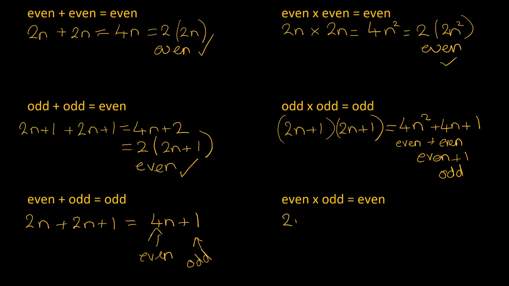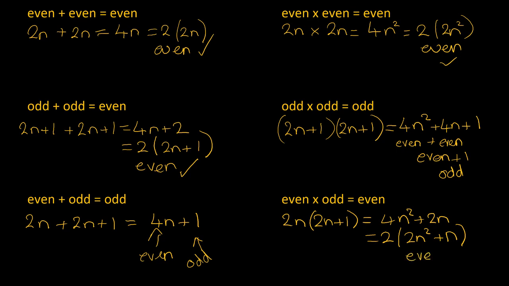So then if we've got an even number times by an odd number, if we multiply that out, we're going to get 4n squared plus 2n. And you can factorize that, so we get 2 brackets 2n squared plus 1n, which we don't write the 1 obviously. And so again we can see that that's going to be an even number.